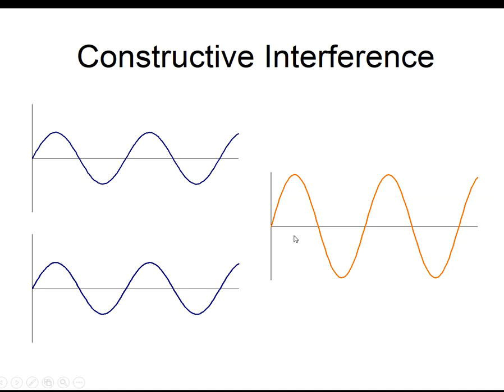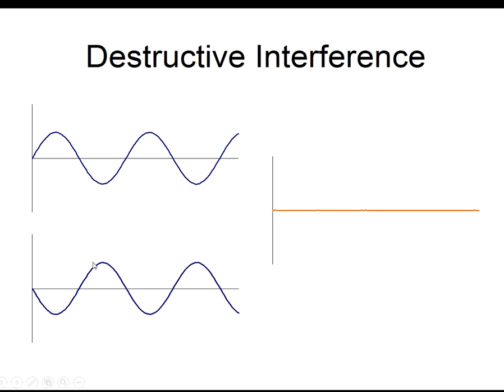So we can have a constructive interference case. Notice that the peak of this one coincides with the peak of this one, and the bottom of this one corresponds with the bottom of this one. If you add these two together, you get something that looks pretty much like either one of them, but it's twice as big in amplitude and the frequency remains the same. Similarly, if I shift this over by half of a wavelength, you see how the bottom one here is shifted over by 180 degrees, or half of a wavelength. You notice that a peak here corresponds with a trough here, and a trough here corresponds with a peak here.